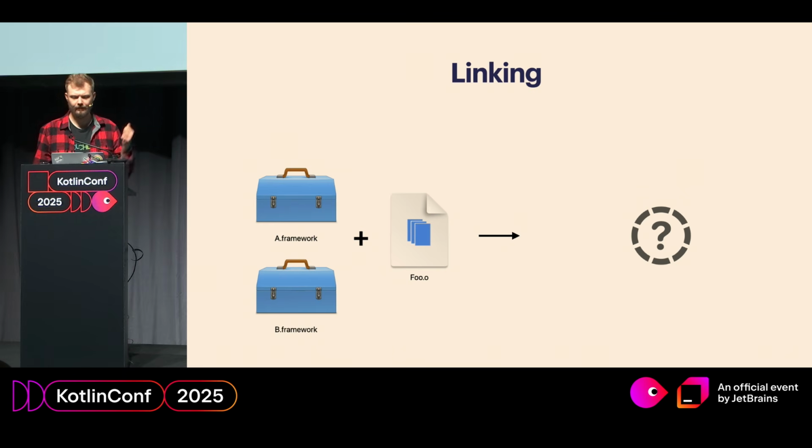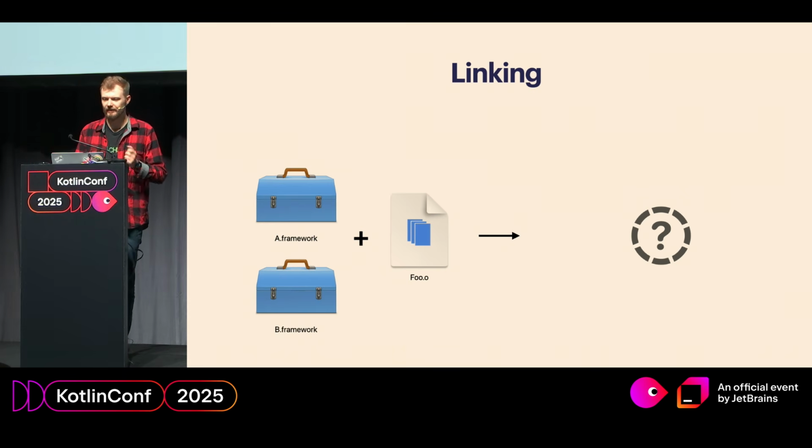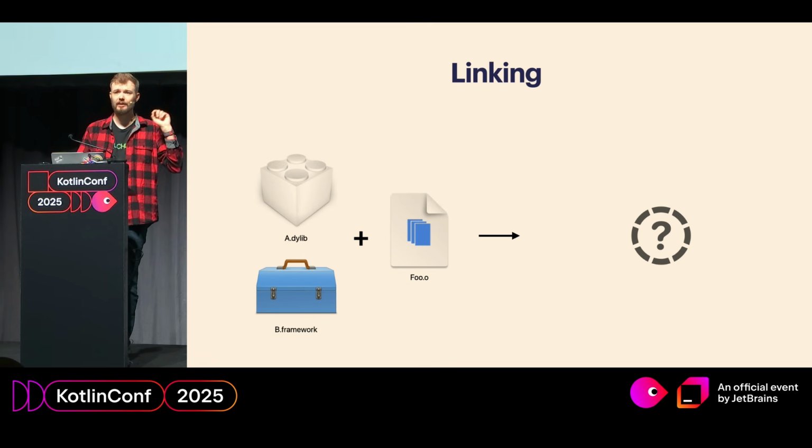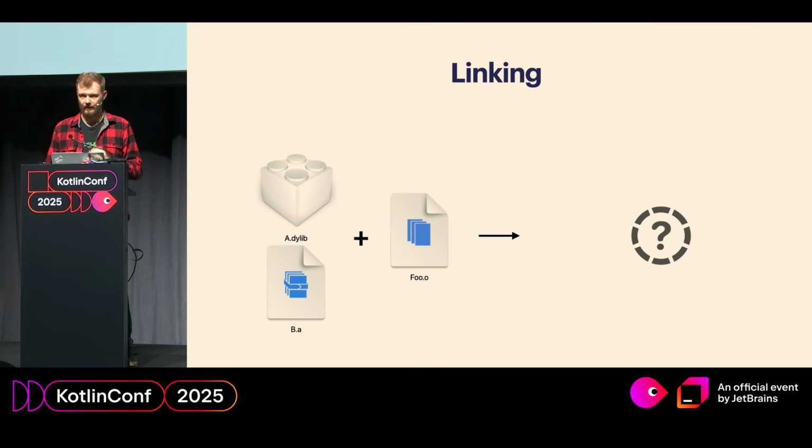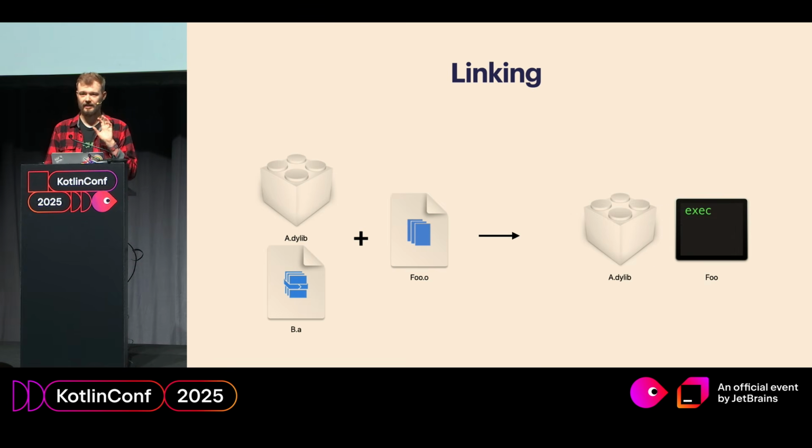With that in mind, we go back to the previous example. And as I said, we need to know what we're actually doing and what we have on the input. So we're going to make some assumptions. We're going to say that A is dynamic, and then we're going to say that B is static. Now, what is the output? Unless I tell you what we're building, you still can't answer that. We're building an executable. So that would be the foo on the right.